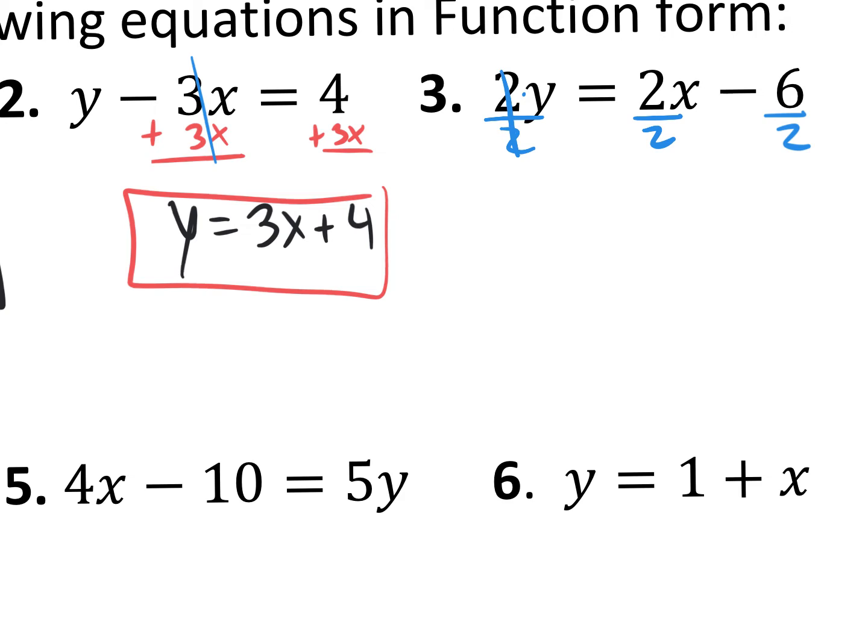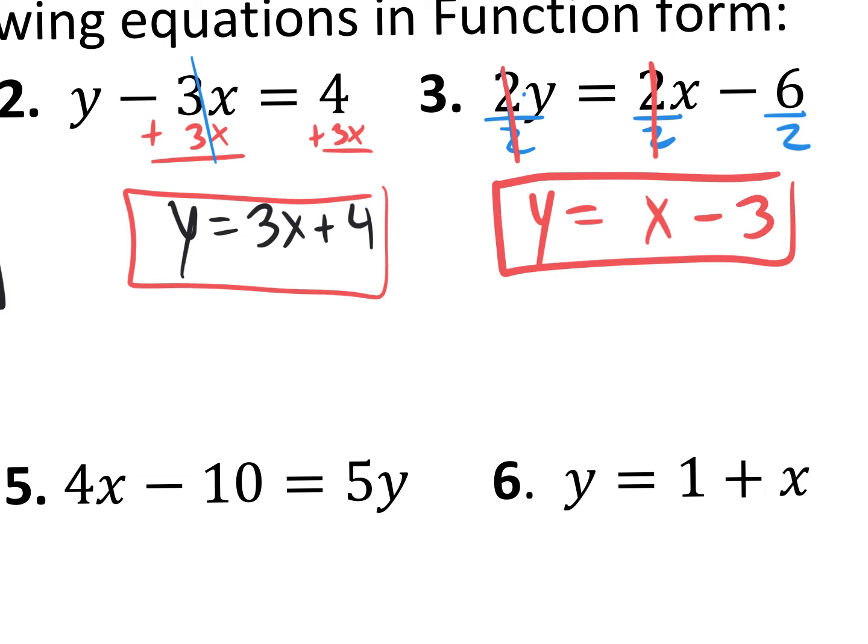Okay. Now we know that, 2 divided by 2 is 1. That's why it cancels out. You just bring down the y. Right here, 2 divided by 2 is 1. You could put a 1 if you want, but you don't have to put the 1 in front of the x. So you could just say y equals x. And then last but not least, 6 divided by 2 is 3. So that would be a minus 3 right there. There's your function form equation. Y is by itself. Y equals x minus 3. Or technically, you could also say y equals 1x minus 3. Are you with me? Okay.